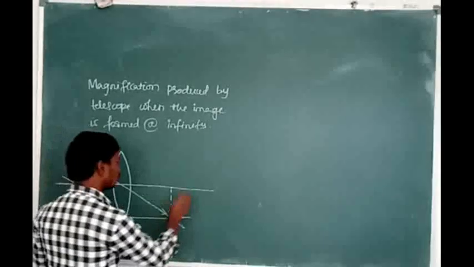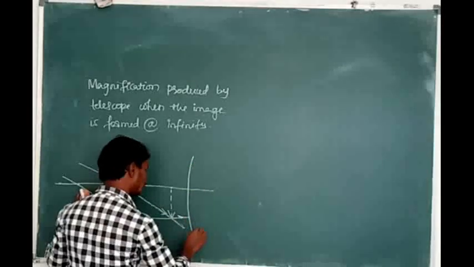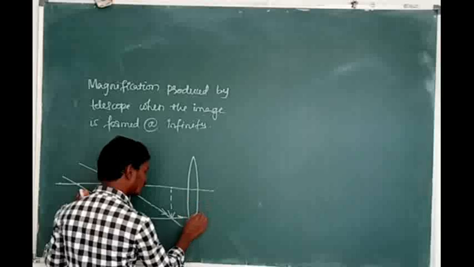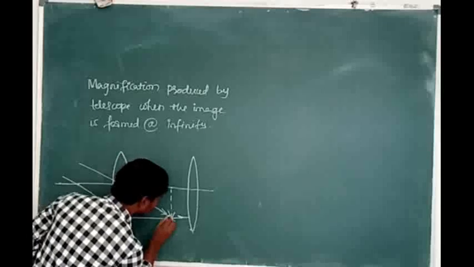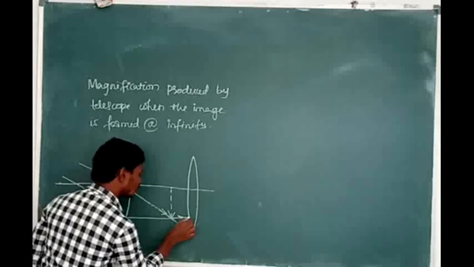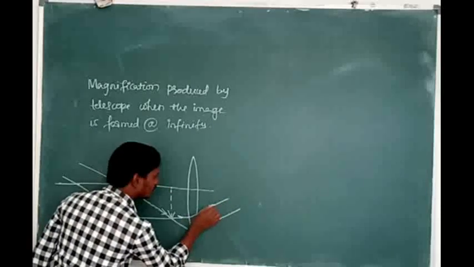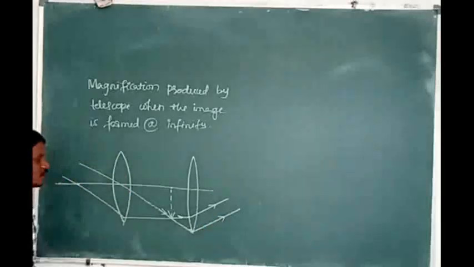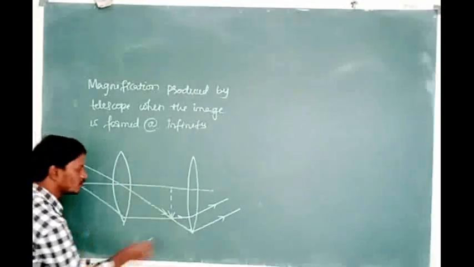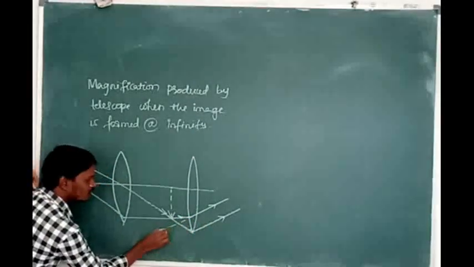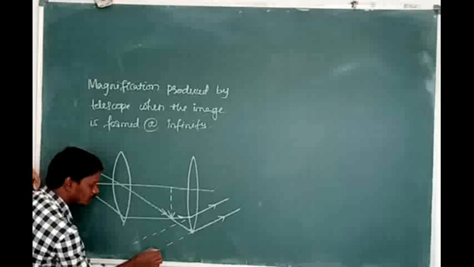Okay. So now, let us take the eyepiece, having a small focal length and small aperture. These two are parallel rays. Whenever after refraction the rays are parallel, the rays appear to come from infinity, means if I extend these two rays, they will not meet. Then the image is formed at infinity.